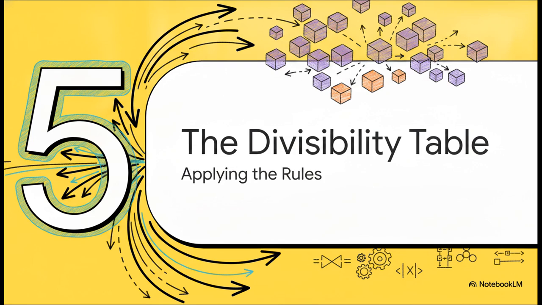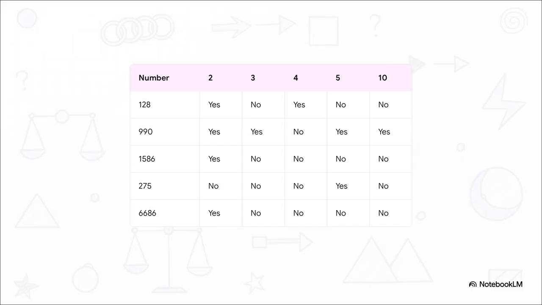To wrap up our journey, let's see how these rules handle massive amounts of data in Section 5, the divisibility table. This table is where all that theory turns into pure magic. Look at a number like 990. In the past, you might have had to do brutal long division 9 separate times to figure out its factors. But by using our algebraic rules and divisibility shortcuts, we can instantly look at it and say, yep, it's divisible by 2, 3, 5, 6, 9, 10, and 11. We use the rule for 2 because it ends in 0, the rule for 3 because the digits add up to 18, and so on. It is a real game changer.